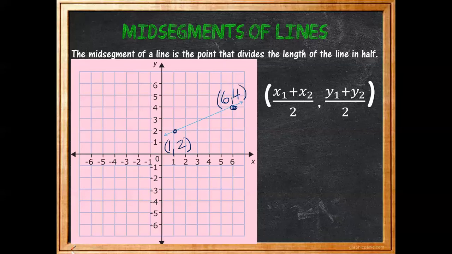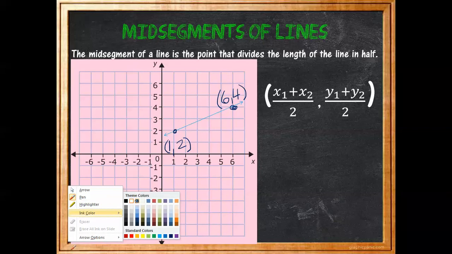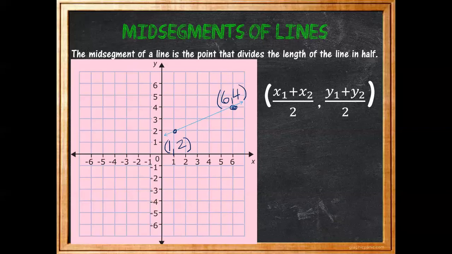The mid-segment of a line is the point that divides the length of the line in half. So if we're given 2 points, the mid-segment is going to be the halfway point in between those two endpoints. In order to find that, we're given the formula: x1 plus x2 divided by 2 is going to give you your x point. y1 plus y2 divided by 2 is going to give you your y point.